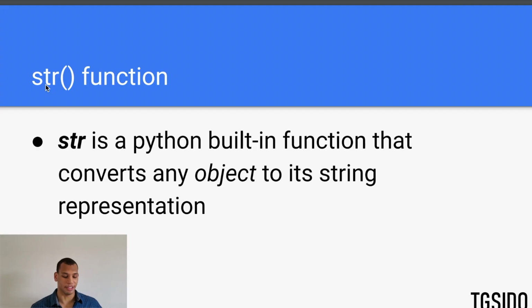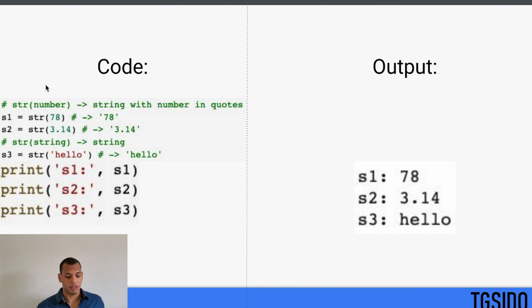Now for the str function. So str is actually a Python built-in function that converts any object to its string representation. So anytime you do str of a number, you're just going to get back that number in quotes. And we see that over here with S1. We say str of 78 is just going to give us back the string with 78 inside. And then S2 is equal to str of 3.14. We're also going to get back a string with 3.14 inside.